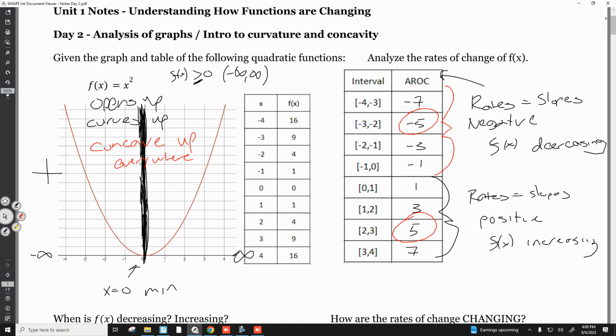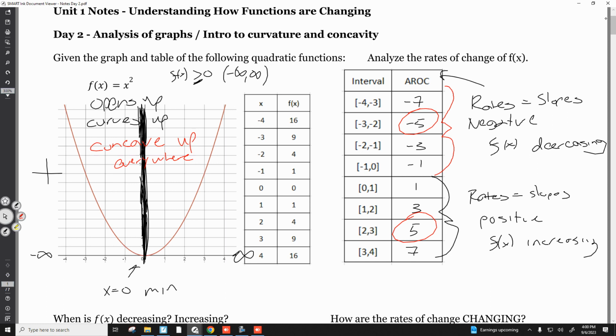How are the rates of change changing? -7 to -5 to -3 to -1 to 1 to 3 to 5 to 7. Yes, it's all difference of 2. But you know what I see? Slopes that are going up. Slopes that are increasing. Everybody has a slope generator in their hand, right? Your pencil? Great. Here's your slope generator.